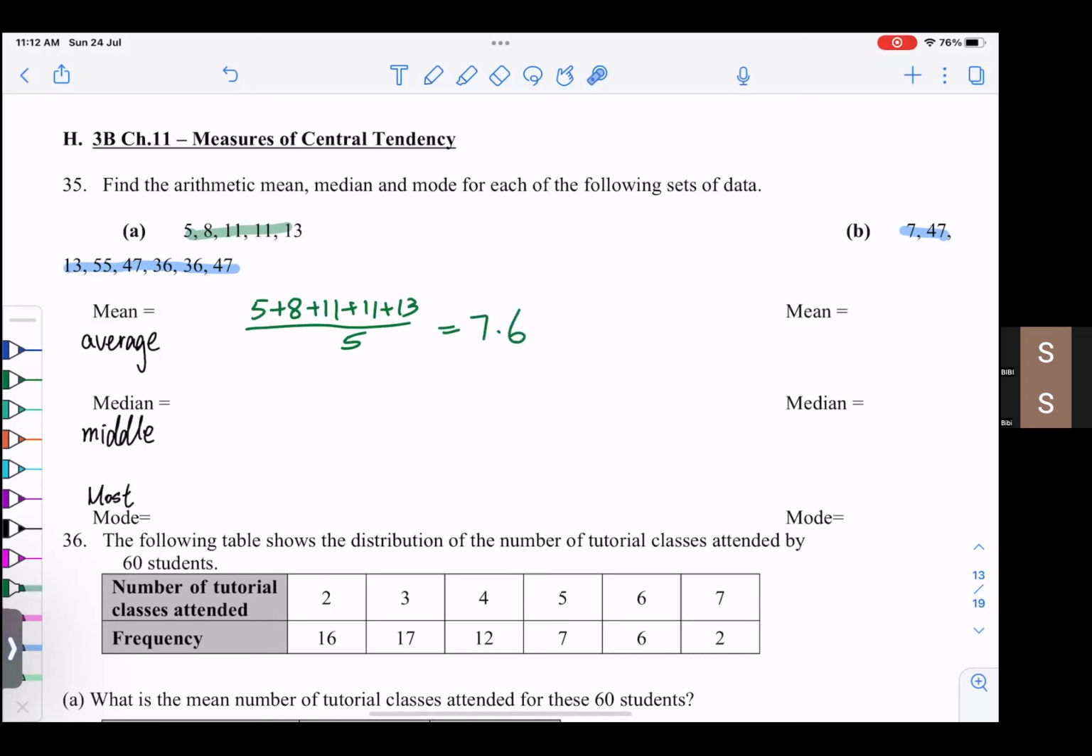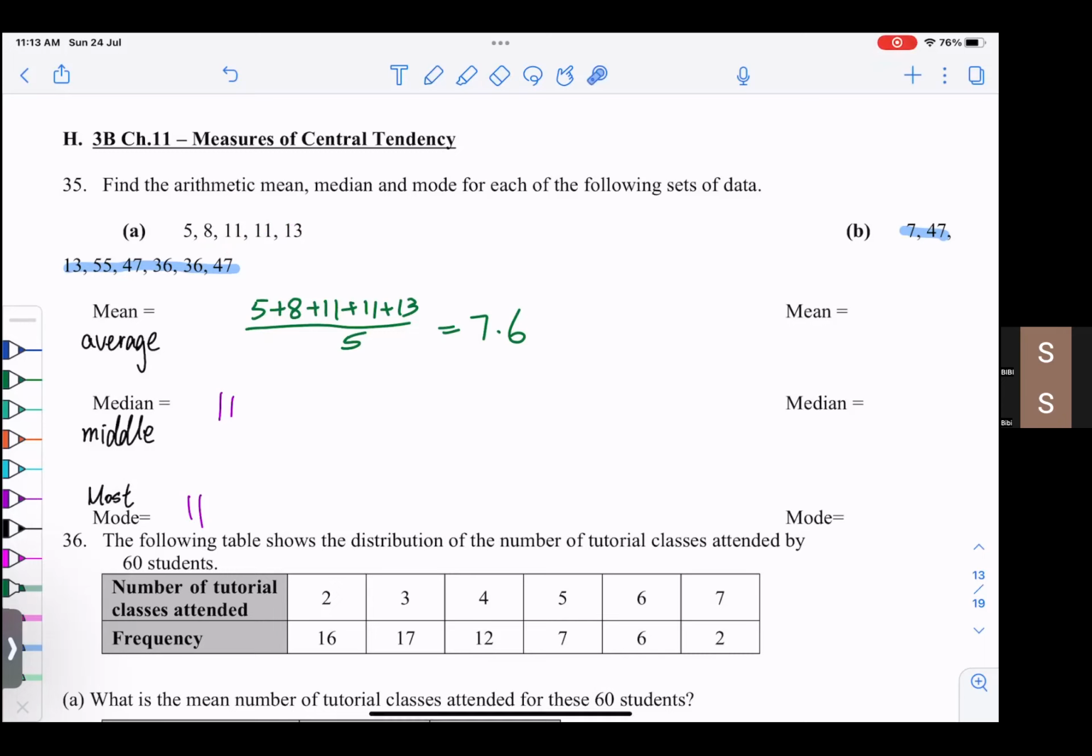How about median? Median means the number in the middle. But the first thing you have to be very, very careful about is to check if this is in order. Oh, yes, it is in order. Then how can we find the middle? Easy. You cut 2 from the beginning, 2 from the back. Nothing left, just one. So median is 11. How about mode? Mode refers to something that comes the most. Which number appears the most? Yes, 11 again. So that's how you do part A.